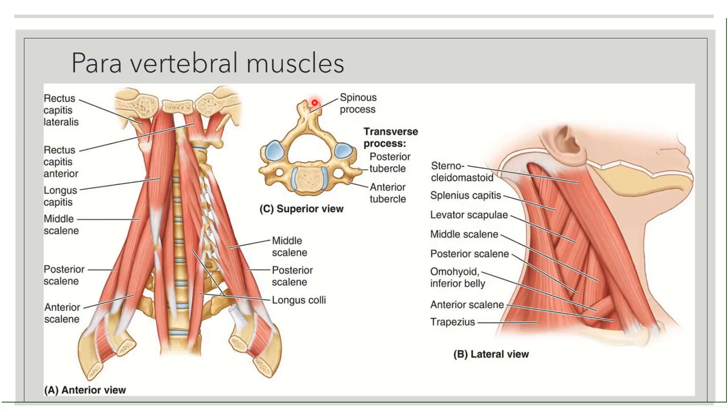So up till now we are done with the prevertebral muscles, and now comes the paravertebral muscles, which include first of all the rectus capitis lateralis muscle on both sides. Then we have the splenius capitis muscle, which comes under the heading of paravertebral muscles. Then we have levator scapulae, middle scalene muscle and the scalenus posterior muscle. These five muscles are collectively called paravertebral muscles.